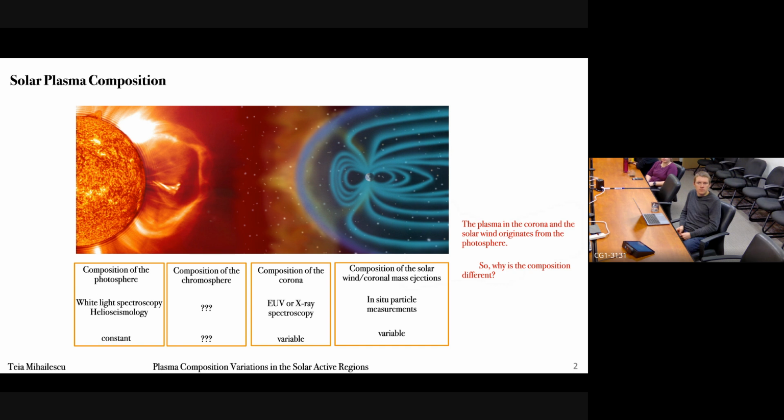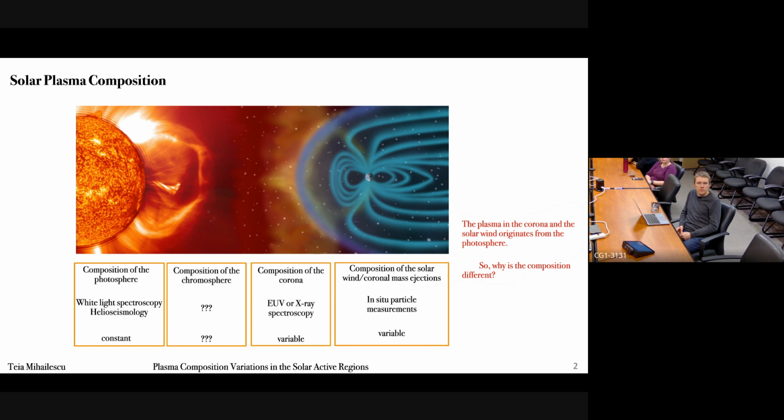There's no instrumentation that we can currently use to measure the composition of the chromosphere, but when we go into the corona, we can measure it using EUV or X-ray spectroscopy in flares, and it was found that the composition is variable, so it doesn't just change with time, but it also is different in different parts of the corona.